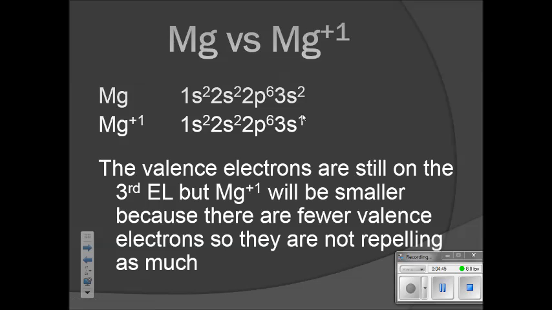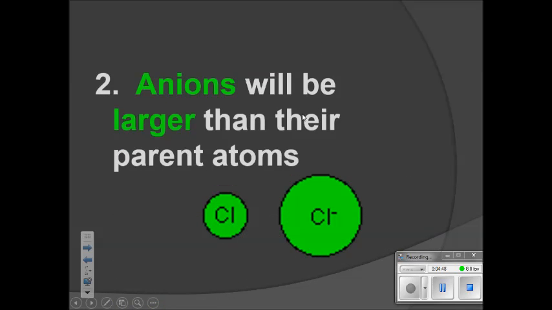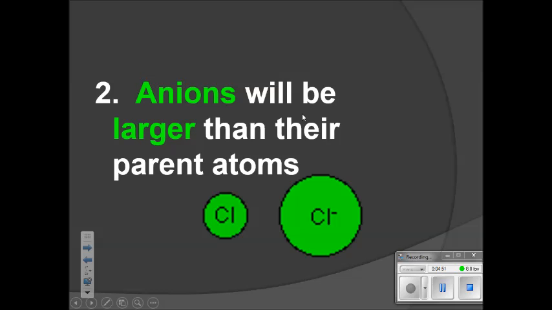All right, now the second trend is anions. So an anion will always be larger than its parent atom, okay? And if you think about that, hopefully it's kind of clicking into your head after seeing the last one as to why that would be.